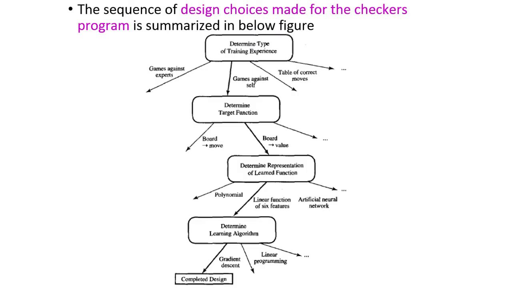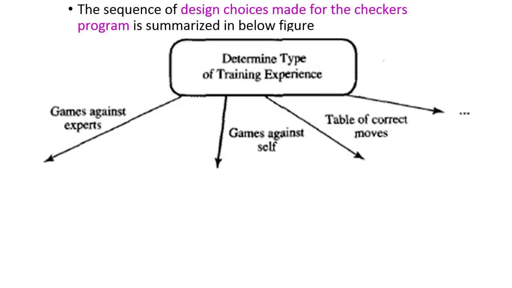Finally, the sequence of design choices made for the Checkers program is summarized in the figure shown. The first step is to determine the type of training experience. What are the options we have? It may be games against experts, games against self, or a table of correct moves. We have selected to play against itself, meaning the program is playing against itself.